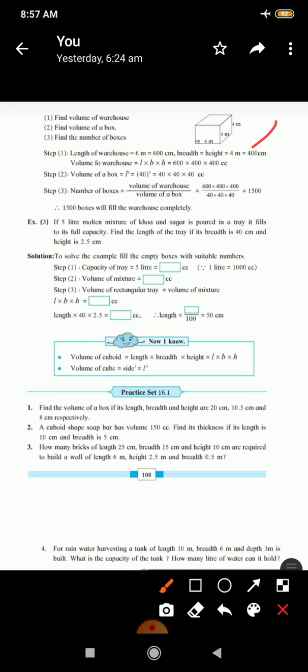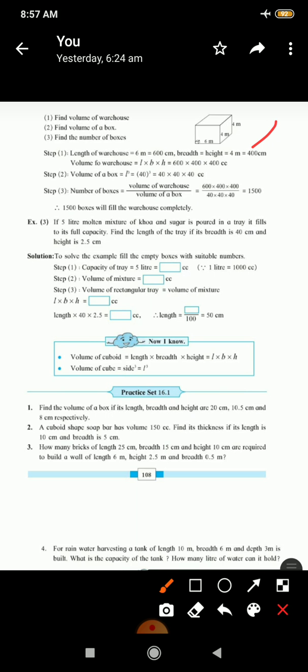I hope you have followed it. Next, example 3. If 5 liters of molten mixture of khoa and sugar is poured in a tray, it fills to its full capacity. Find the length of the tray if its breadth is 40 centimeters and height is 2.5 centimeters. Khoa is a milk product, I hope you know it. Now, solution. To solve the example, fill the empty boxes with suitable numbers.